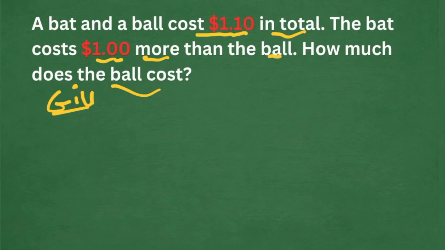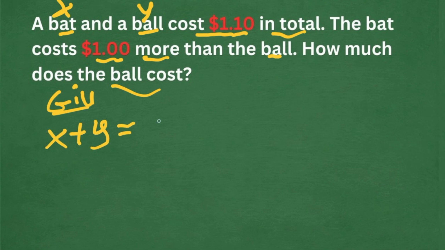We know that the total cost of the bat and the ball is $1.10. So let's call the bat X and the ball Y. So we can just say X and Y. It will be very easy for us to refer to them. So we know that the sum of the bat and the ball is $1.10. So X plus Y is equal to $1.10.